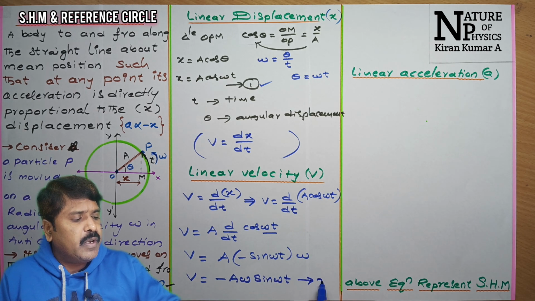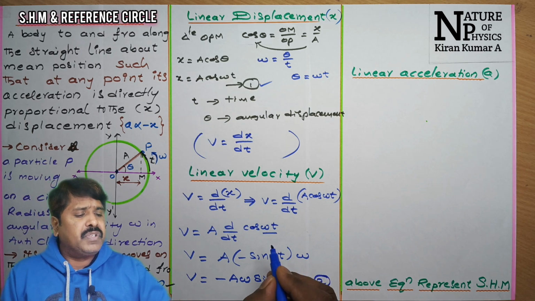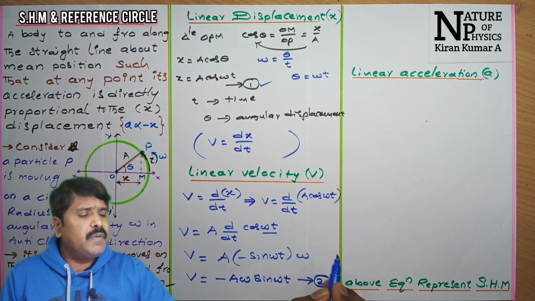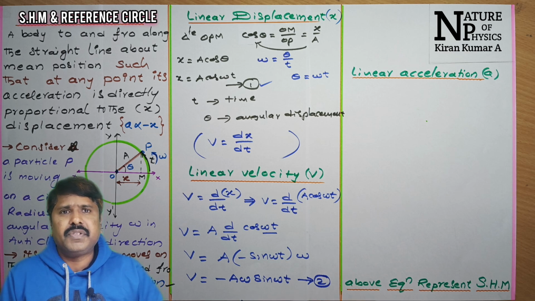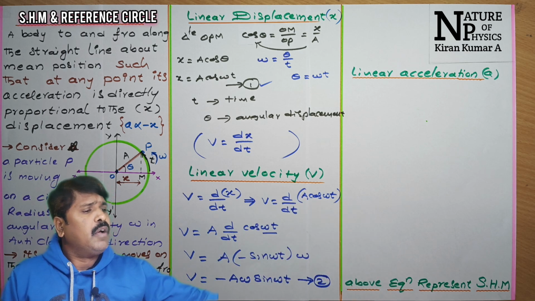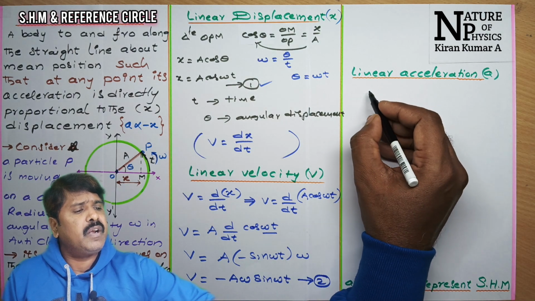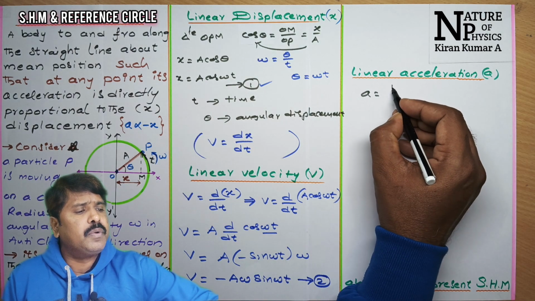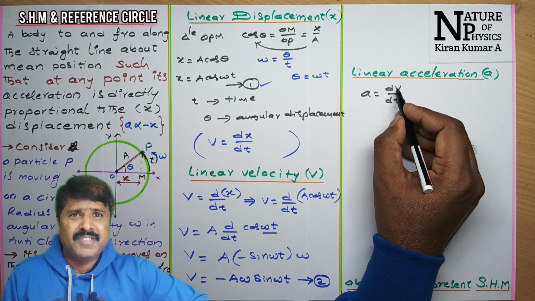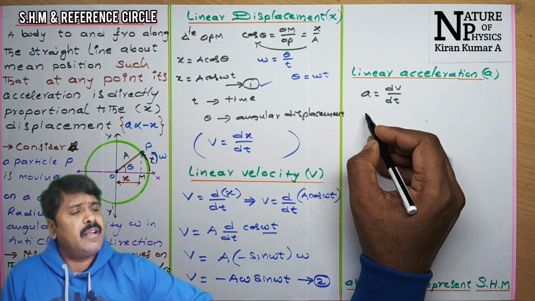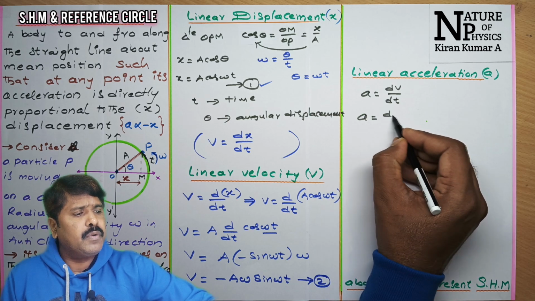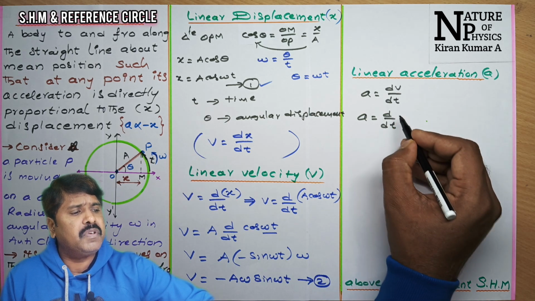This is equation number 2. After the first differentiation, the rate of change of displacement is called velocity, and we got the linear velocity equation. Then I am going to write the acceleration. For acceleration, the basic equation is a equal to dv divided by dt. The rate of change of linear velocity is called linear acceleration. So linear acceleration a is equal to d by dt of the velocity equation.